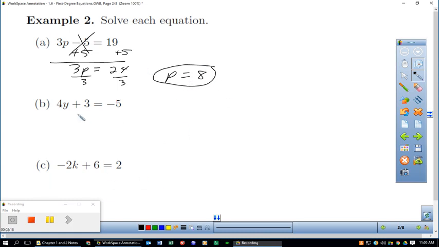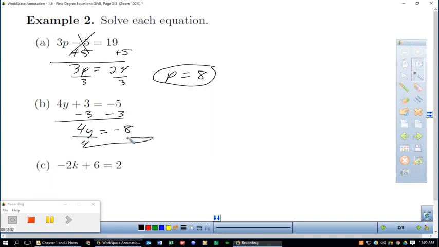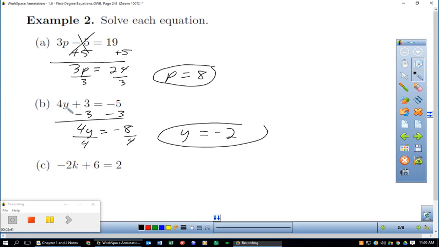All right, part B, we will subtract 3 from both sides, giving us 4y equals -8. Dividing by 4, we come out with y equals -2. So if I plug -2 in here, that's -8 plus 3, which is -5.